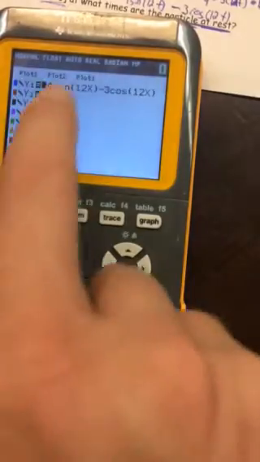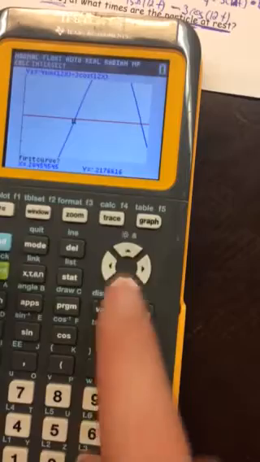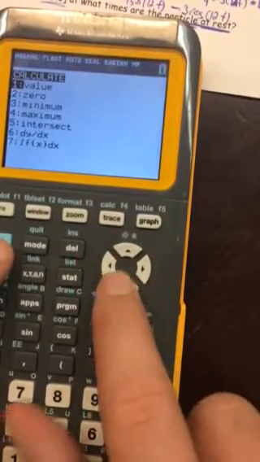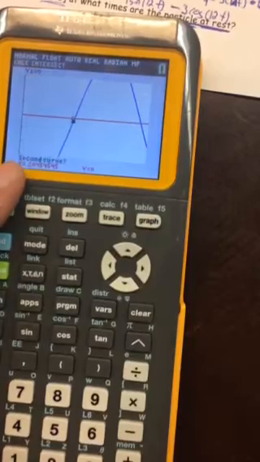Or if you've put in the 2 things you want to be equal to each other, you can also use the intersect button by pressing second calc, just like you would do for 0, and instead picking intersect and pressing enter, enter, enter, and it'll tell you the 0. Now I'm going to let you find this other 0 on your own, but the time is going to be 0.208, and it asks for units, so this is going to be measured in seconds.